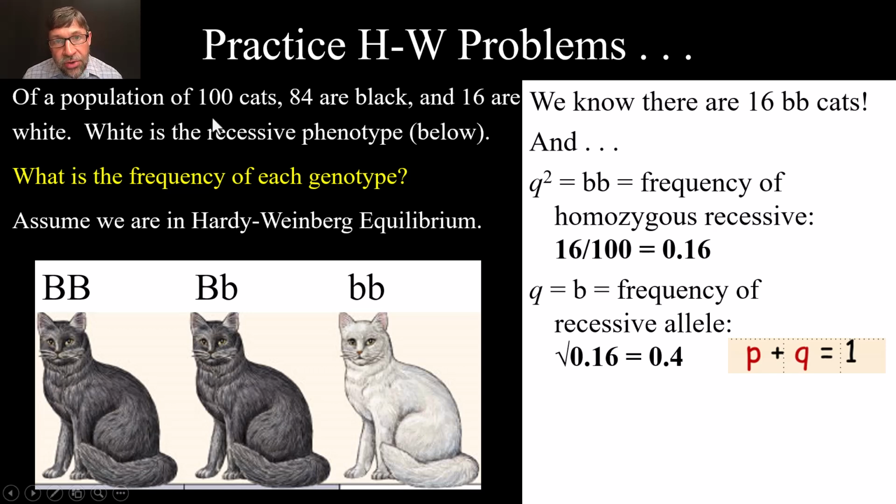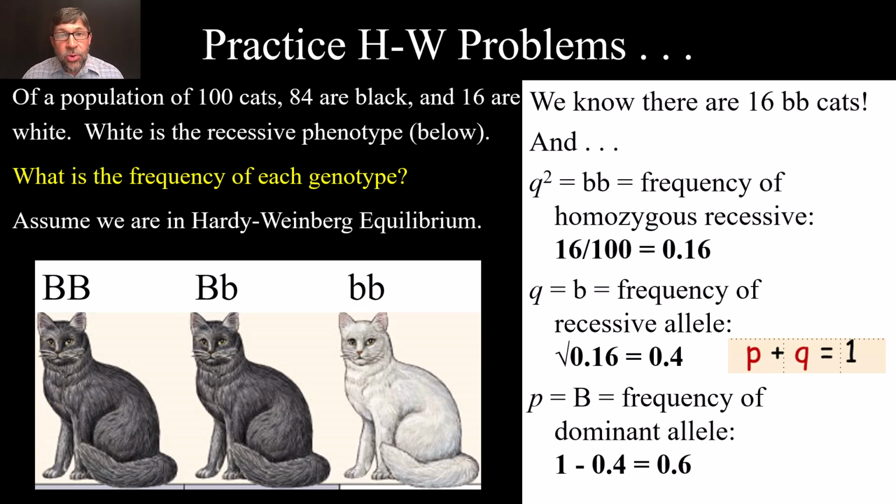Think about it. You have 100 cats. Each has 2 alleles. So there's 200 alleles total. So of those 200 alleles, 40% are little b. We're dealing with a 2 allele system. So the only other allele we could have is big B, the dominant allele. We know that Q equals 0.4. So now we just solve for P.